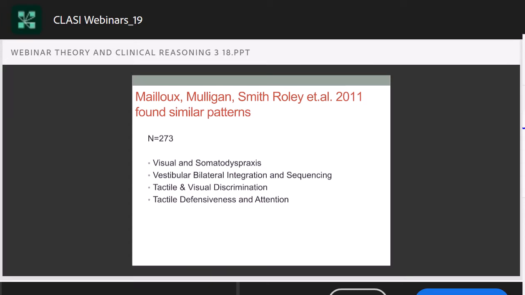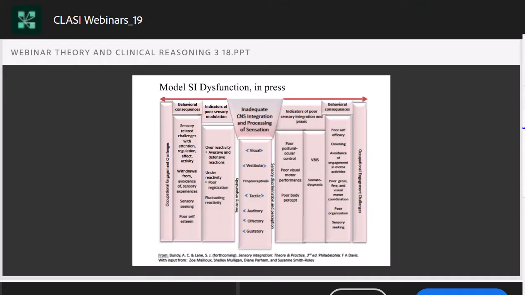We were very privileged to be able to conduct a factor analysis that was published in 2011, and we found a remarkable similarity to patterns in a more modern sample, further confirming and validating the Ayres sensory integration theory. The other thing that it did was it helps us to better understand the dysfunction. So not only the way sensation contributes to typical behavior, but also how do we see that? How do we see those patterns?